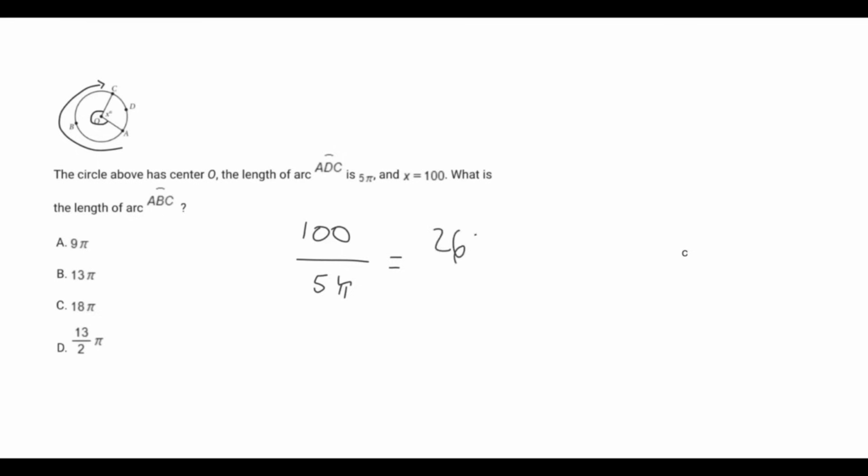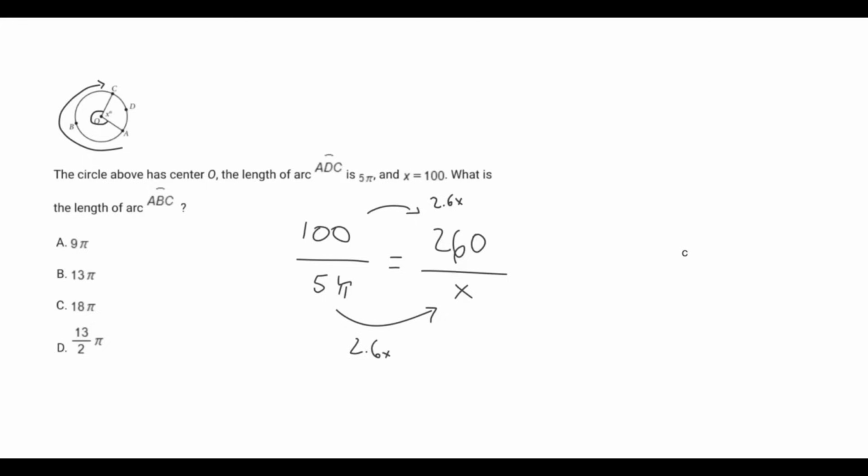So this will go on top. And now we can pretty easily figure out the length of arc ABC by finding this corresponding value, right? To do this, we can just find the scale factor. From 100 to 260, that is a scale factor of 2.6 times. And so to keep this ratio constant, we also have to multiply the denominator by 2.6.